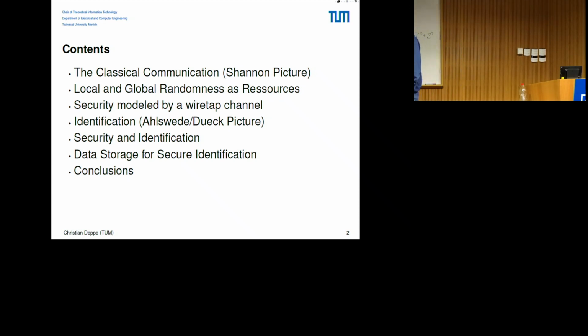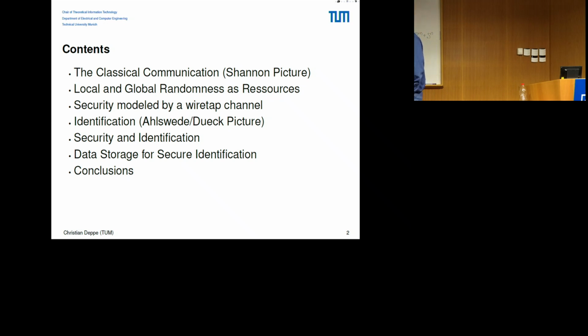First, I will start to describe the classical communication. I remind you of the Shannon picture, and I will talk about global and local randomness, what it's useful for as a resource. And also I will speak about security modeled by a wiretap channel.